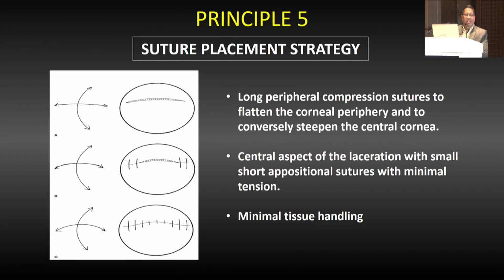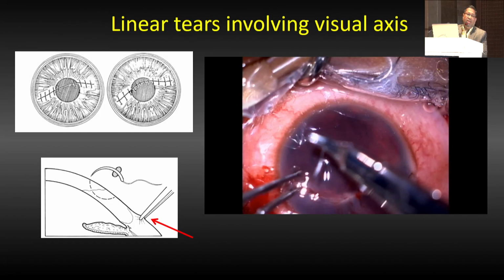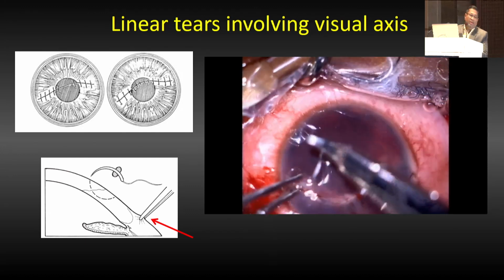Then principle 5 is the suture placement strategy, and ideally the goal is to compress or flatten the periphery with the longer sutures, so that the center sutures, which are in the visual axis, are shorter and just well opposed. We need not tighten them, only minimally oppose. So there are linear tears involving the visual axis, and this is the linear tear. You can see the video.